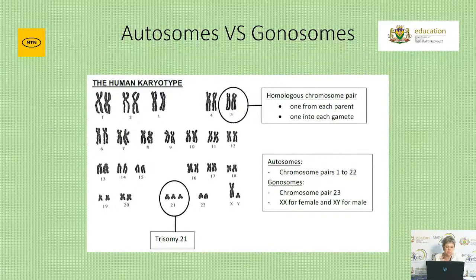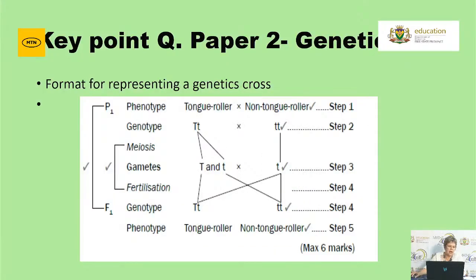How many chromosomes in the gamete? How many chromosomes in a body cell? So make sure that you know the difference between gametes and body cells. Gametes are haploid, and body cells, or somatic cells, are diploid. So make sure that you know how many chromosomes there will be in a gamete, and how this person's gamete, for example, will differ in chromosome number. Very important.